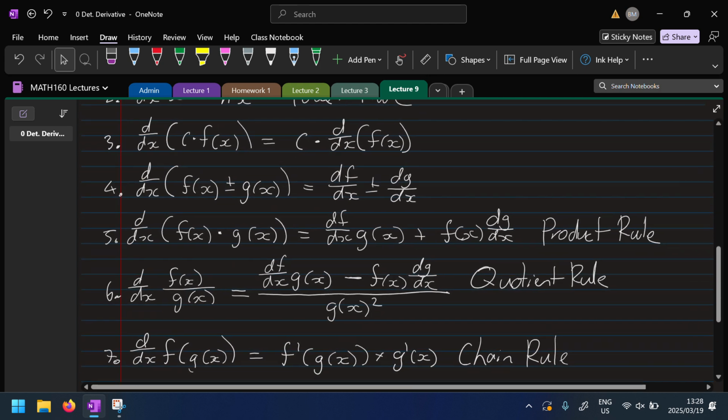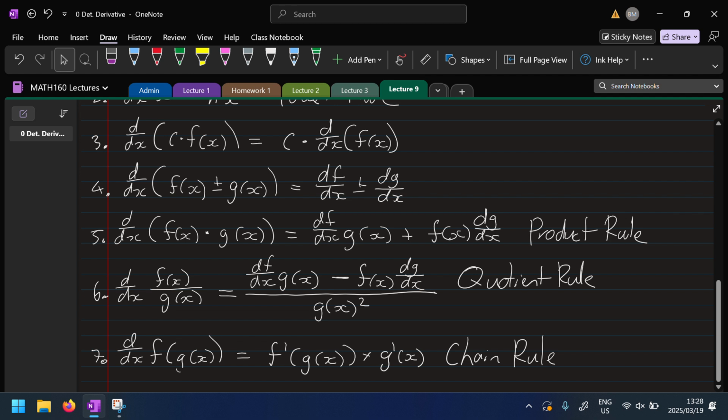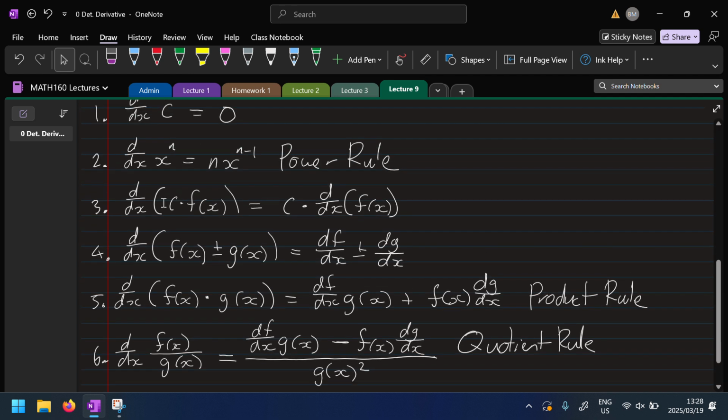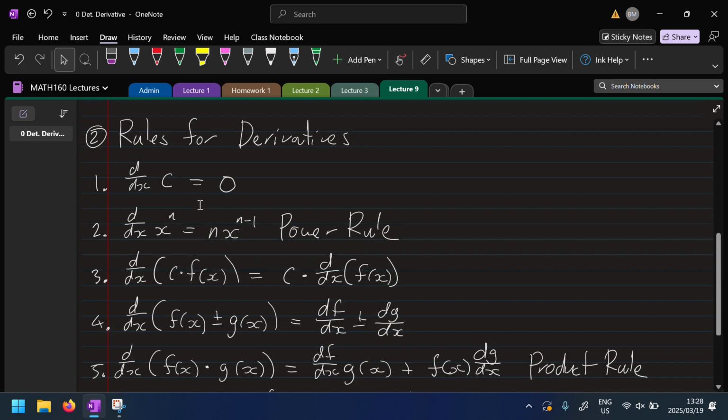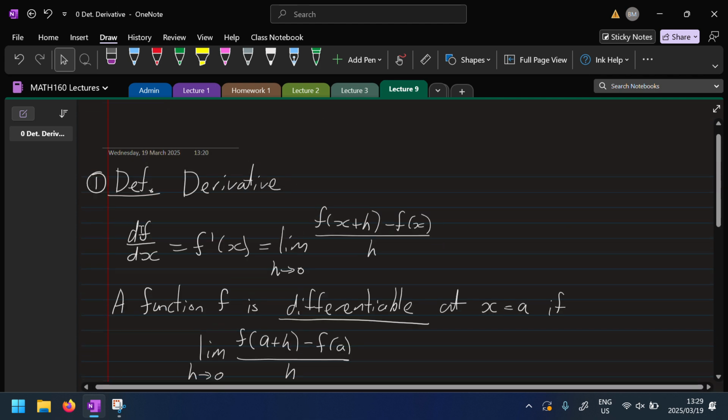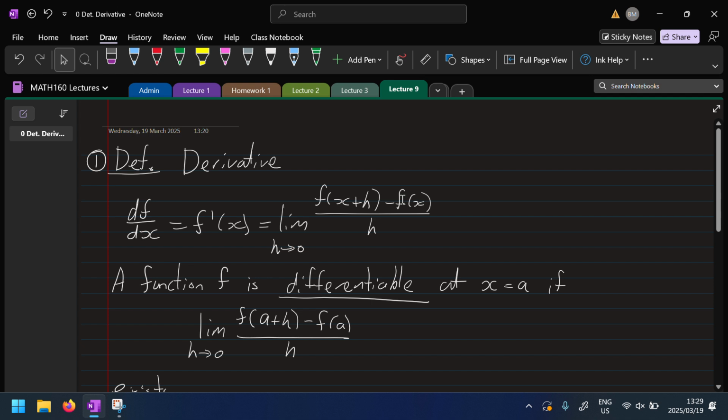So these rules here can all be derived from first principles. If I give you, for example, rule number 3, a constant times a function, what you can do is take this constant times a function, substitute it into the definition, simplify, and you end up with the right-hand side. Or if you take number 2, if you take the function to be x to the n, you substitute it into the definition, simplify, and you end up with the right-hand side. So all of these rules come straight from the definition.